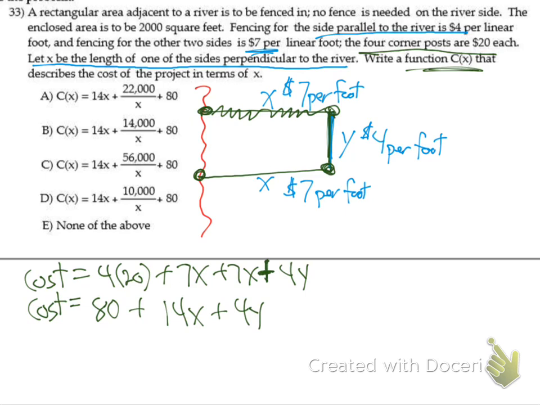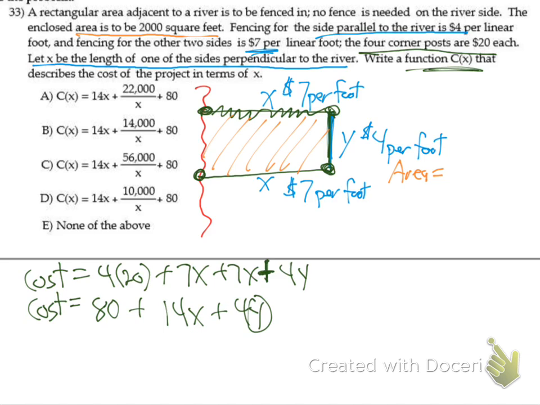But notice, all the answers have just x. They don't have y. Remember how these work? So we've got to somehow plug in for this y and substitute in because we want only x. How are we going to do that? Yeah, there's one other formula that they're speaking of in this problem, and it's area. Area is 2,000 square feet. So what is the area of a rectangle, like space in the middle?